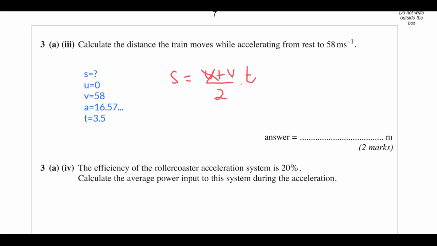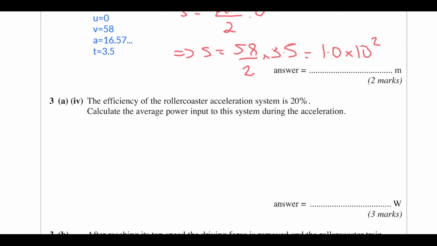u is 0, so let's get rid of that straight away. So s is going to be 58 divided by 2 times 3.5, and when we do that, it's like 101.5, so 1.0 times 10 to the 2 would be appropriate to 2 sig figs there.